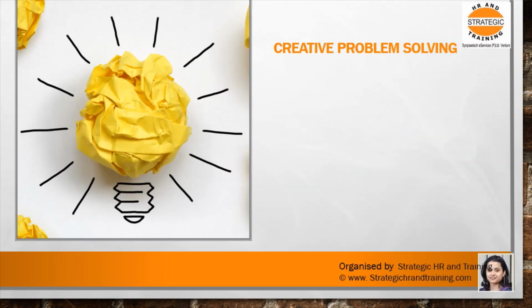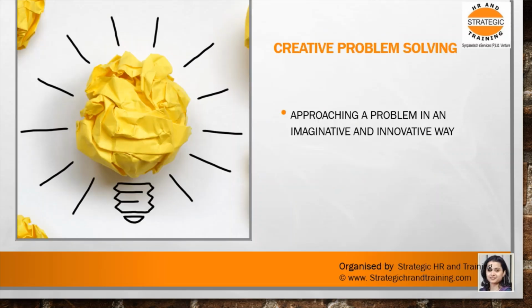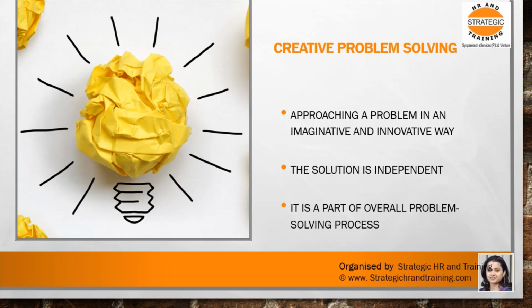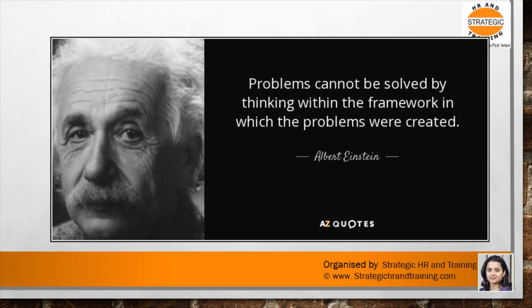So creative problem solving, as I have just shared with you, is approaching a problem in an imaginative and innovative way. The solution is independent of the problem. So you can come up with a totally different solution and have an absolutely new breakthrough. It is a part of an overall problem solving process. So as we will see, the first step will be identifying the problem, and then we will move on to understand the other steps of it.